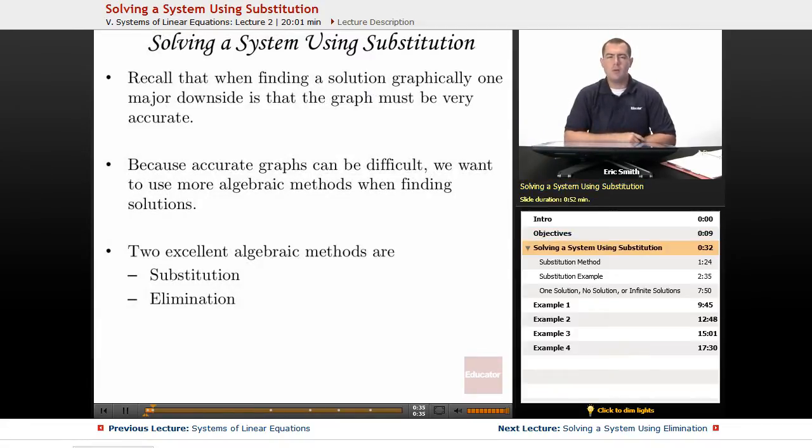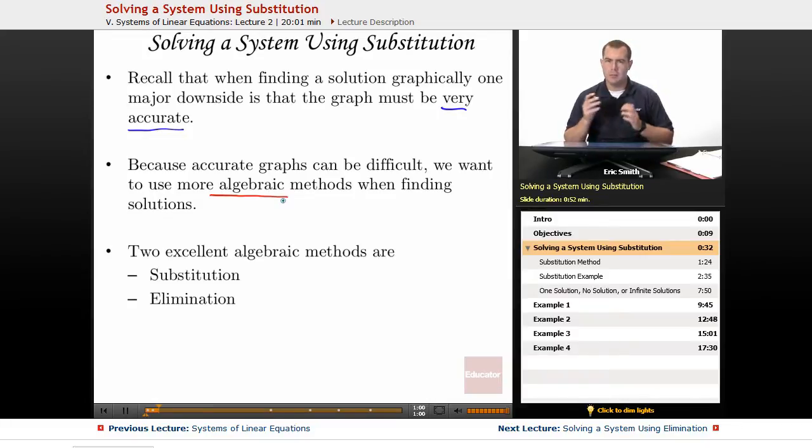Alright, so recall the reason why we need more methods for solving a system is that when we use the graphing method, you really have to be very accurate in order for that method to work. And if your lines are a little bit wavy or you don't make them just right, then you may not find the solution of that system. Since accuracy is such a problem, that's why we're going to focus more on those algebraic methods.